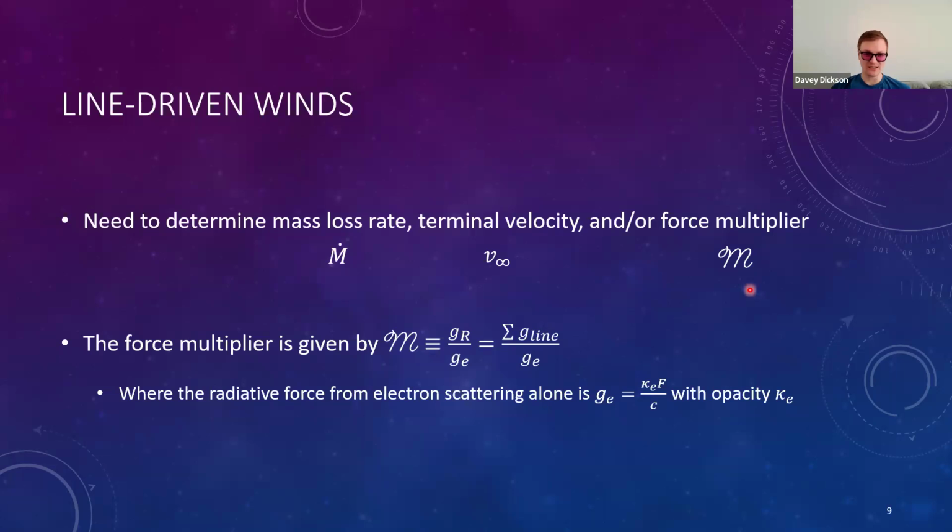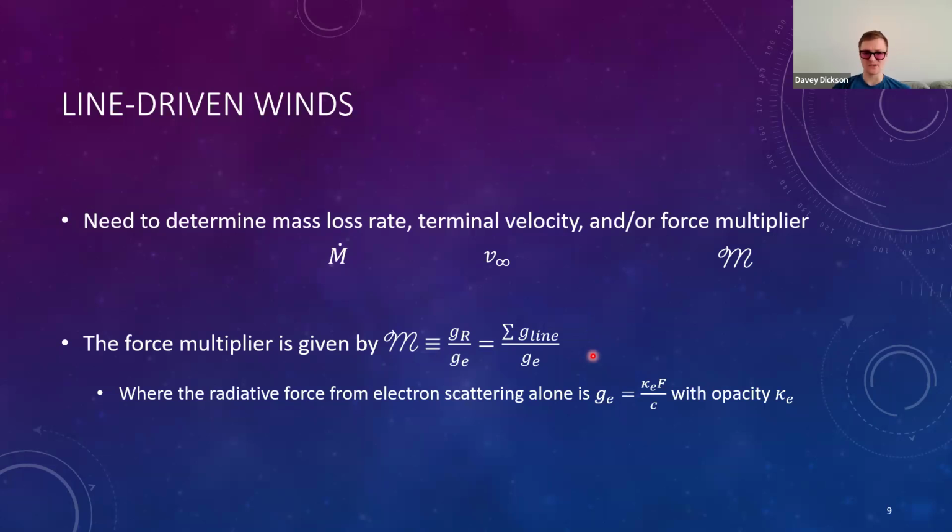And then the force multiplier is simply a measure of this sum of all lines to get the radiative force divided by what the radiative force would be if we just considered electron scattering rather than this line driving approach. So this force multiplier tells us how strong the sort of reverse gravity is in this region, the outward force. And that can tell us a lot about the profile with radius of what we would expect in this regime. Now that's a lot to solve, so we're going to have to take some key assumptions here.